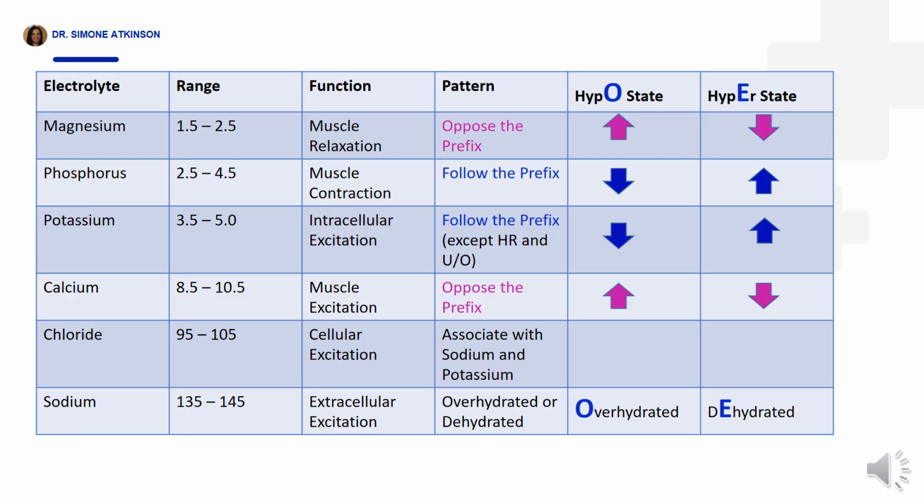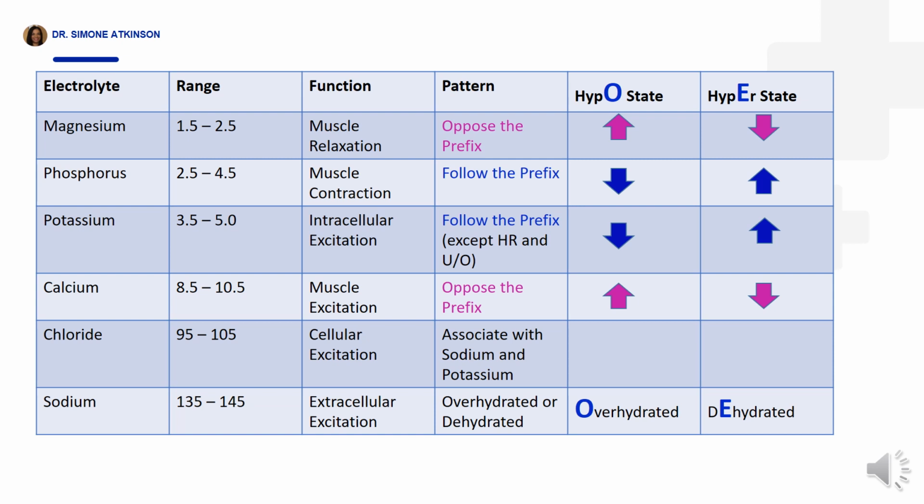So I wanted to put it all together for you on this one slide. If you understood the concepts that we were discussing throughout this presentation, everything can now be converged to this one slide that you can pay attention to memorizing how things flow. So magnesium and calcium oppose the prefix. So with hypostates, with magnesium and calcium, you would see excitable signs and symptoms. And you have potassium and phosphorus, which follow the prefix, except for heart rate and urinary output with potassium.